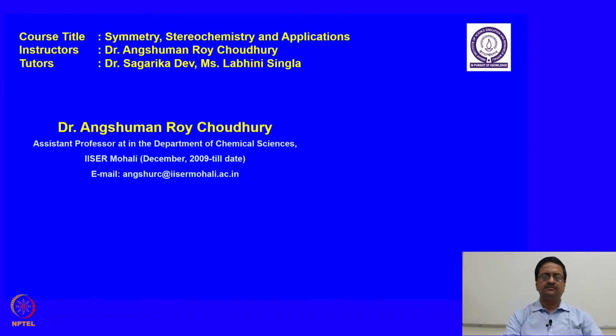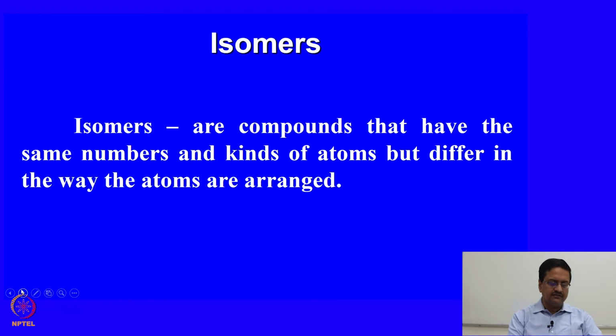Welcome back to the course on symmetry, stereochemistry and applications. In the previous lecture, we have discussed the various conformational aspects related to cyclohexane and substituted cyclohexane molecules. So now we would like to move to the next part of this course, which is to talk about the aspects of isomerism and how to represent different isomers using projection formula and their significance.